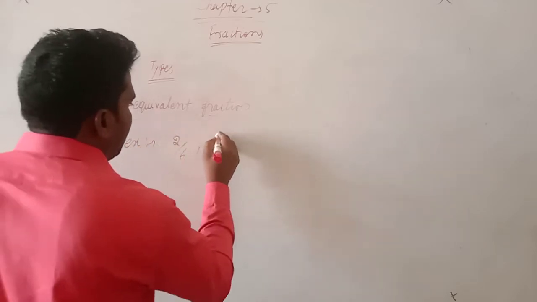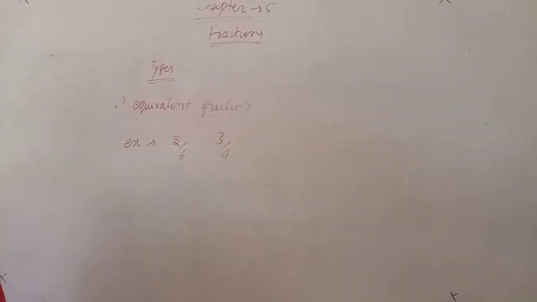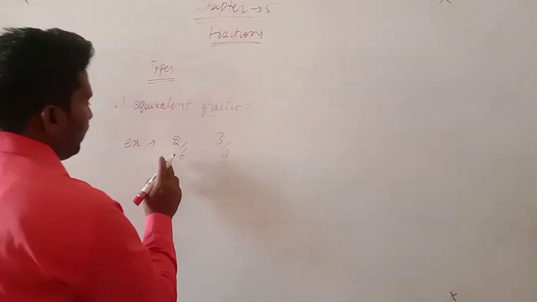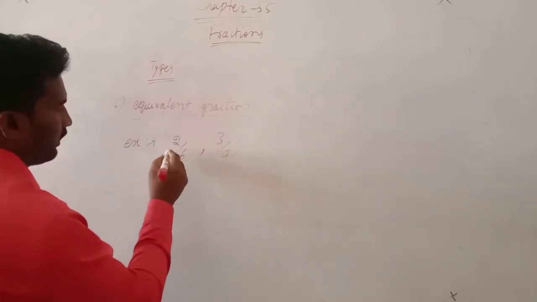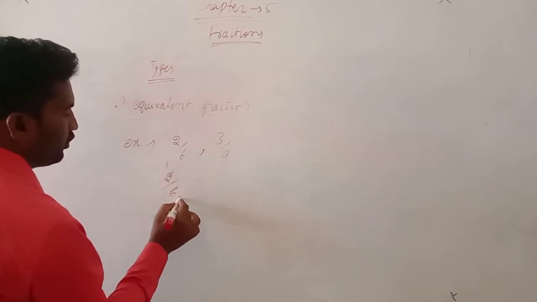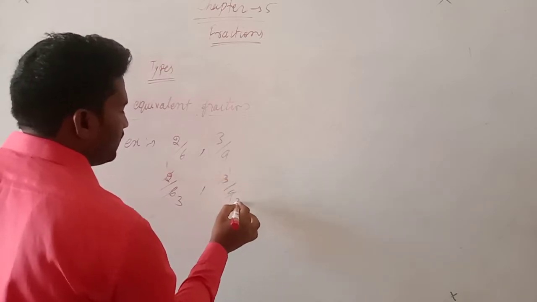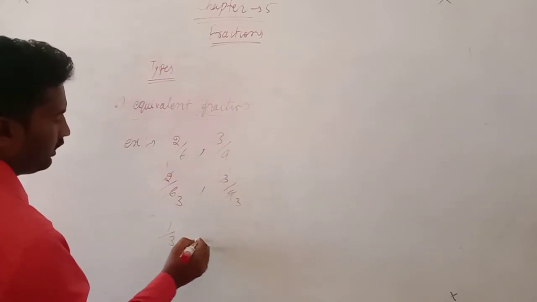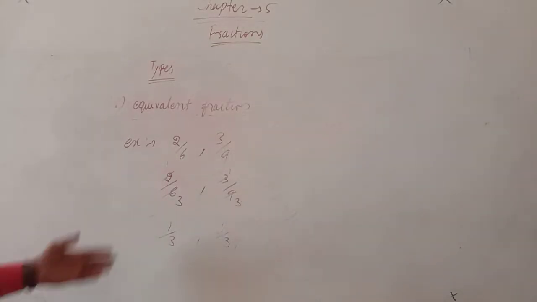2 by 6 and 3 by 9. I have taken two fractions, 2 by 6 and 3 by 9. When I reduce these two fractions, see what we get. 1 by 2: 2 ones are 2, 2 threes are 6. And 1 by 3: 3 ones are 3, 3 threes are 9. Both are getting equal values. So such fractions are called equivalent fractions.